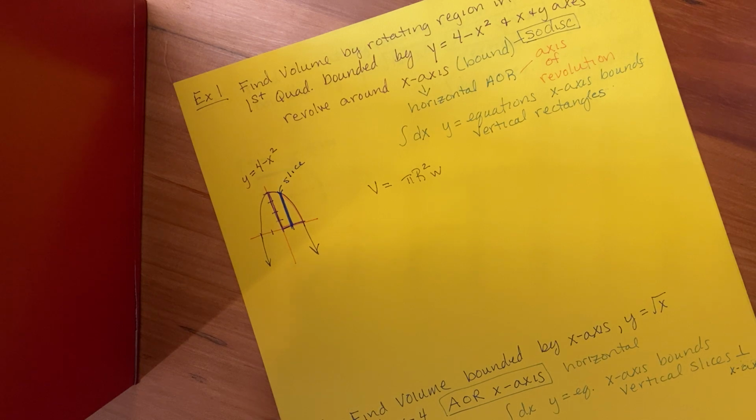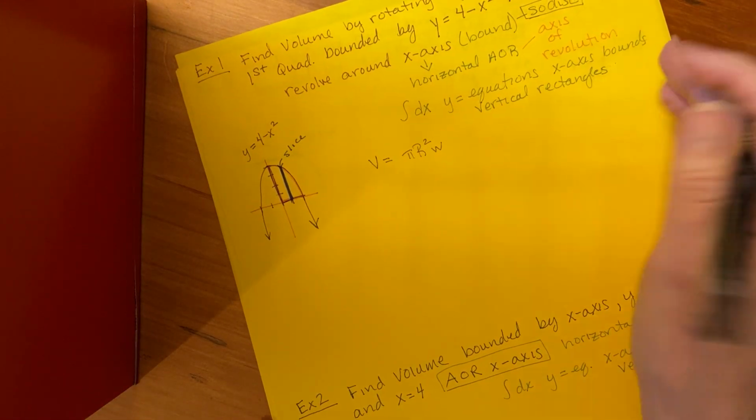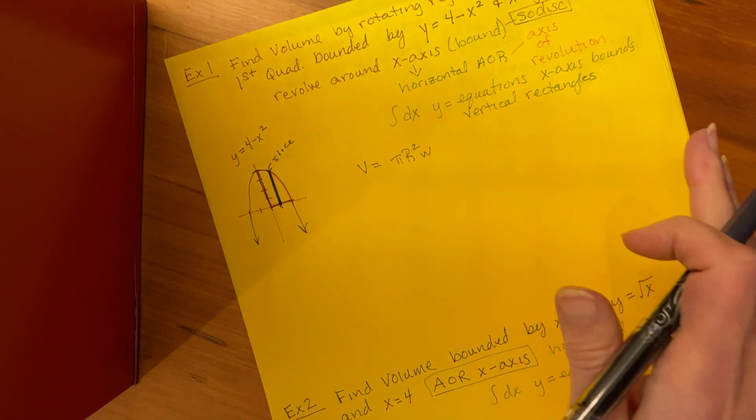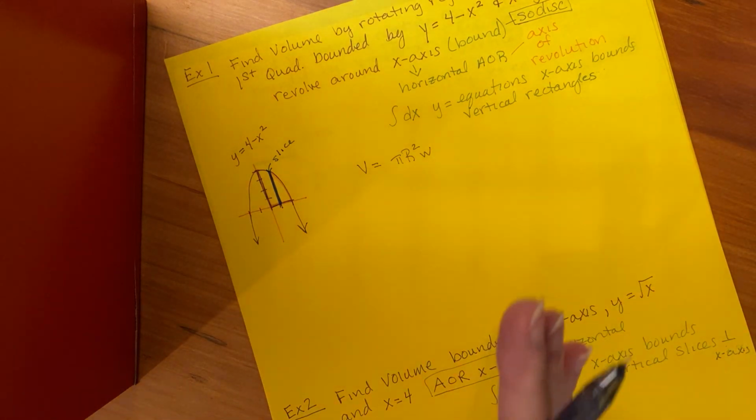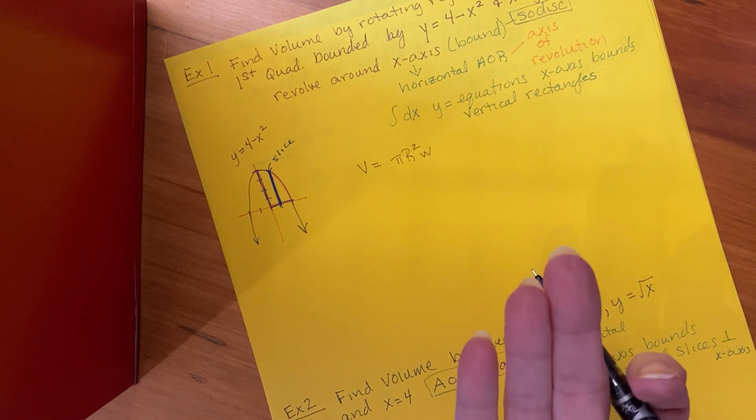So if we have an axis of rotation that's a horizontal line, for example, the x-axis, then when we integrate it's going to be with respect to x, and we're going to be cutting vertical slices. When we do this with cutting horizontal slices and we revolve around something that is parallel to the y-axis, we're going to do that with dy.